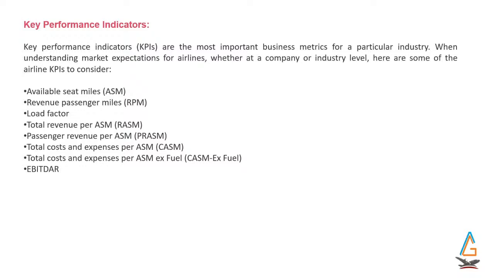So let me continue this with the definition. Okay, what you should know, you don't need to know much on it. You have to just know what is what. So available seat miles is nothing but a measure of airline capacity. Available seat miles is calculated by taking the number of seats available and multiplying by the distance flown. Simple.